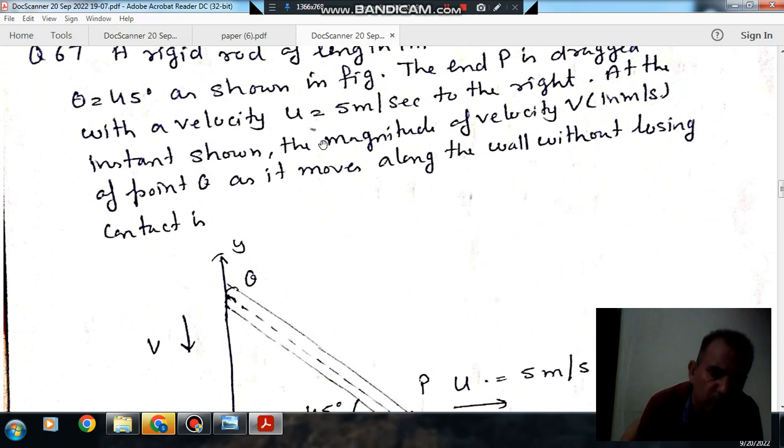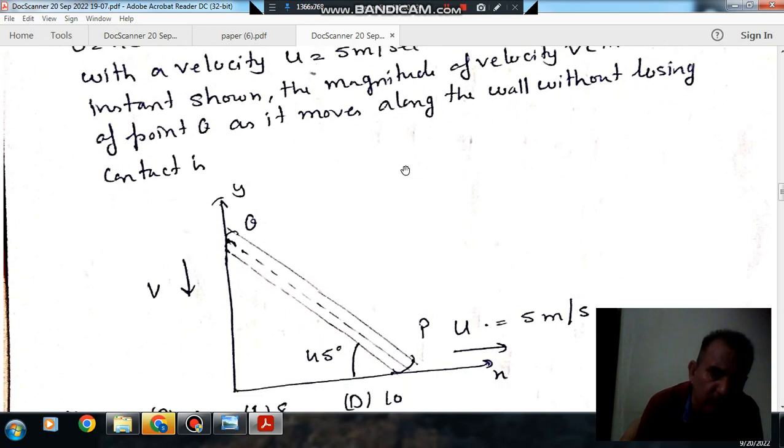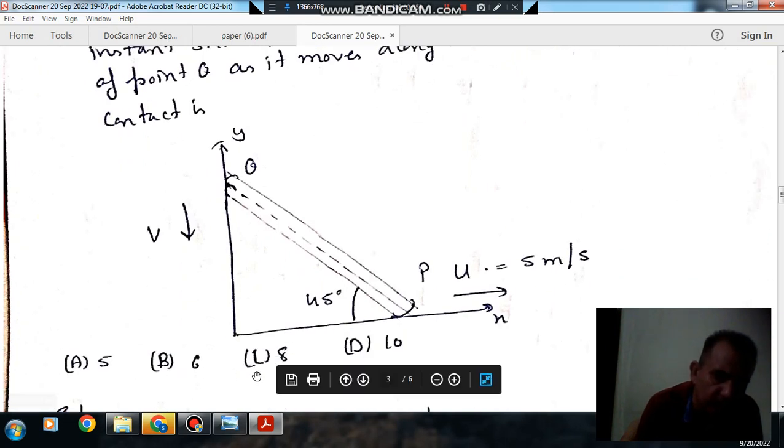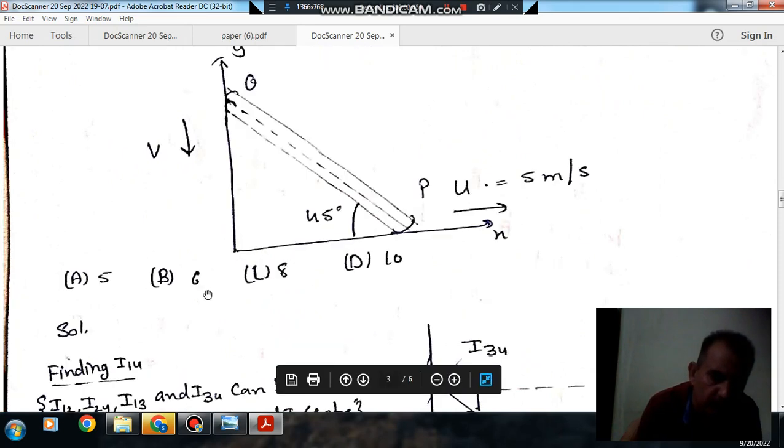The end P has a velocity U equal to 5 meter per second to the right. The instantaneous speed, in meter per second, of point Q as it moves along the wall without losing contact is: option A 5, option B 6, option C 8 and option D 10. So this is the rod and this is Q, and it is moving with a velocity of 5 meter per second at angle 45.